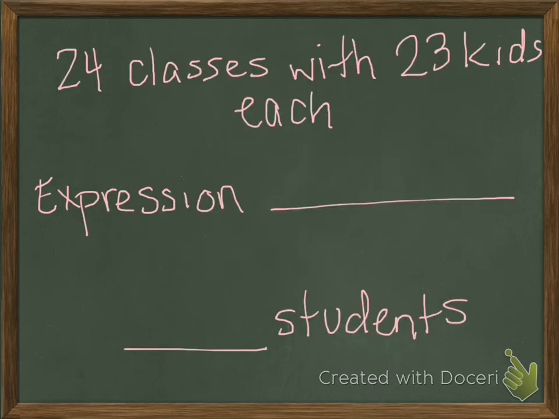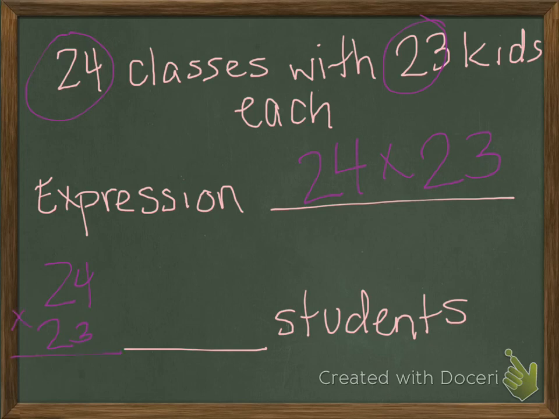Number 6 says there are 24 classes at Lincoln School with 23 kids in each one. Write an expression to model how many students go to the school, and then evaluate the expression to find the number of students at the school. So if I have 24 classes with 23 kids in each one, it means I am multiplying. So my expression would be 24 times 23. And then it wants you to evaluate, which means to actually solve.